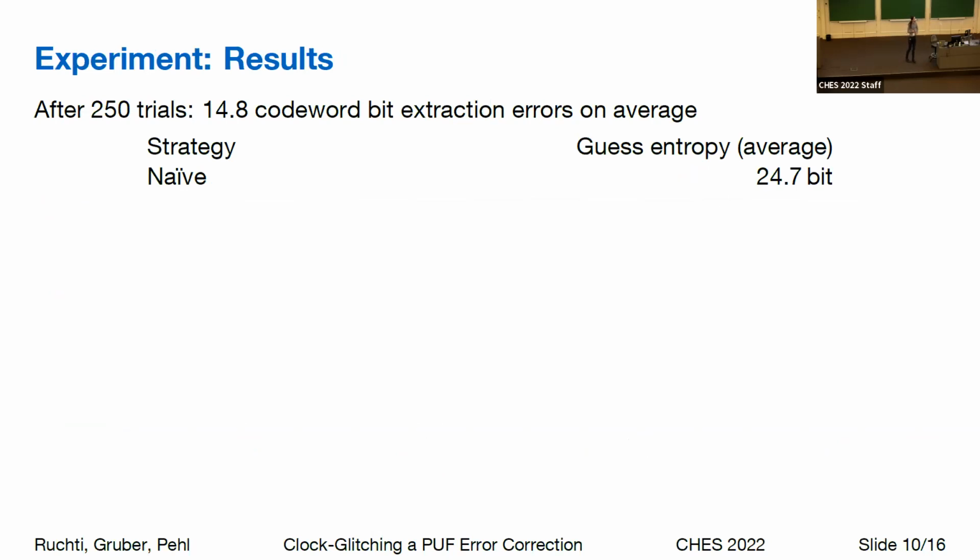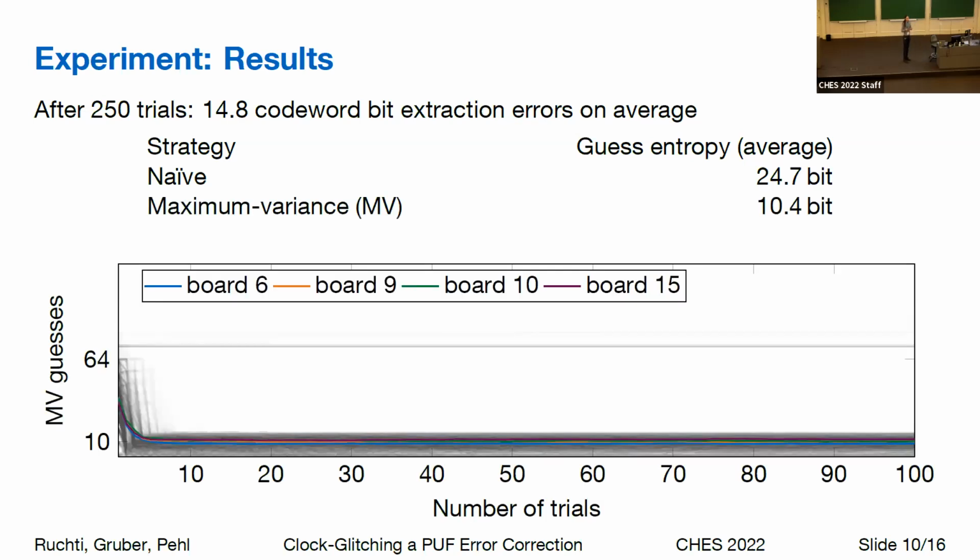The attack itself, if we carry it out, leaves us with 14.8 bit extraction errors in the code word. If we try to find those via naive guessing, we need to guess around 25 bits after the attack from our 64-bit key. We can go a bit smarter than that. So we guess first those bits that seem to be a bit unreliable, that provided different results over our trials. So we do a maximum variance strategy here. And then we need on average only 10.4 bits to guess.